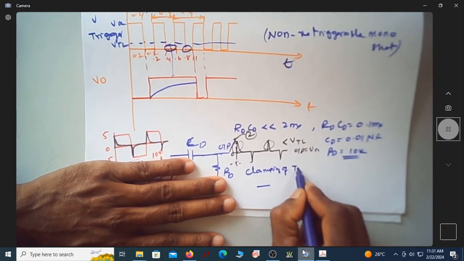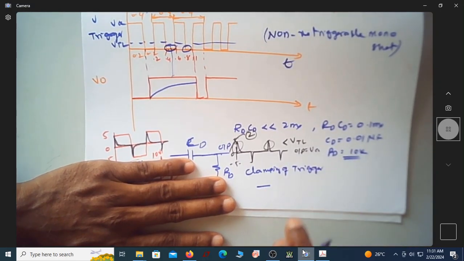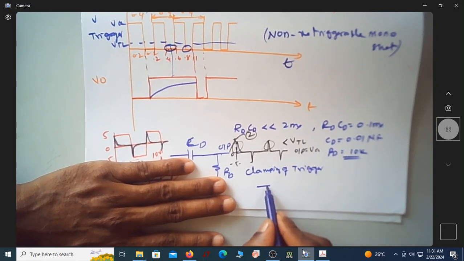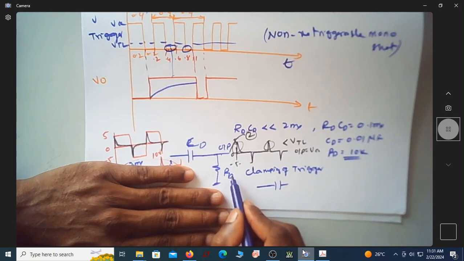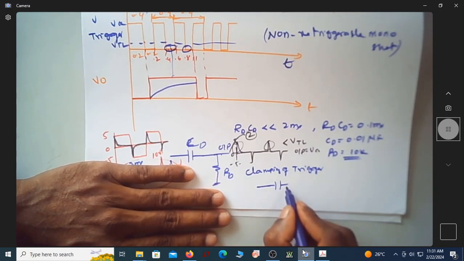Clamping of the trigger is essential. How do I clamp it? Instead of grounding this RD, I will connect it to VCC.